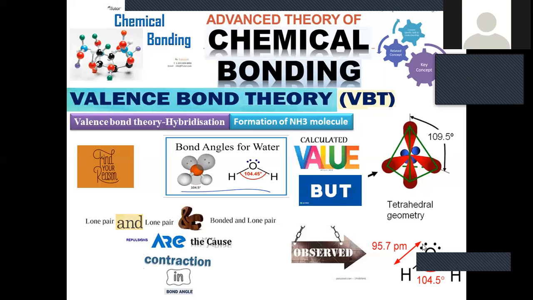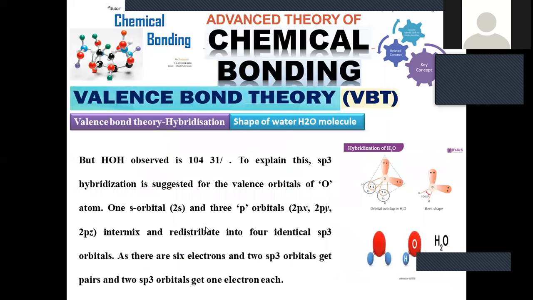We can say the 2 lone pairs are highly repelling. That is why the shrinking of bonds is still higher. So the bond angle observed is 104 degrees 5 minutes, rather than 109 degrees 5 minutes. This is the main reason for the contraction in the bond angle. 2 forces are operating: one is lone pair repulsion, the second is bond pair lone pair repulsion. These 2 kinds of repulsive forces are the reason why it becomes 104 degrees.